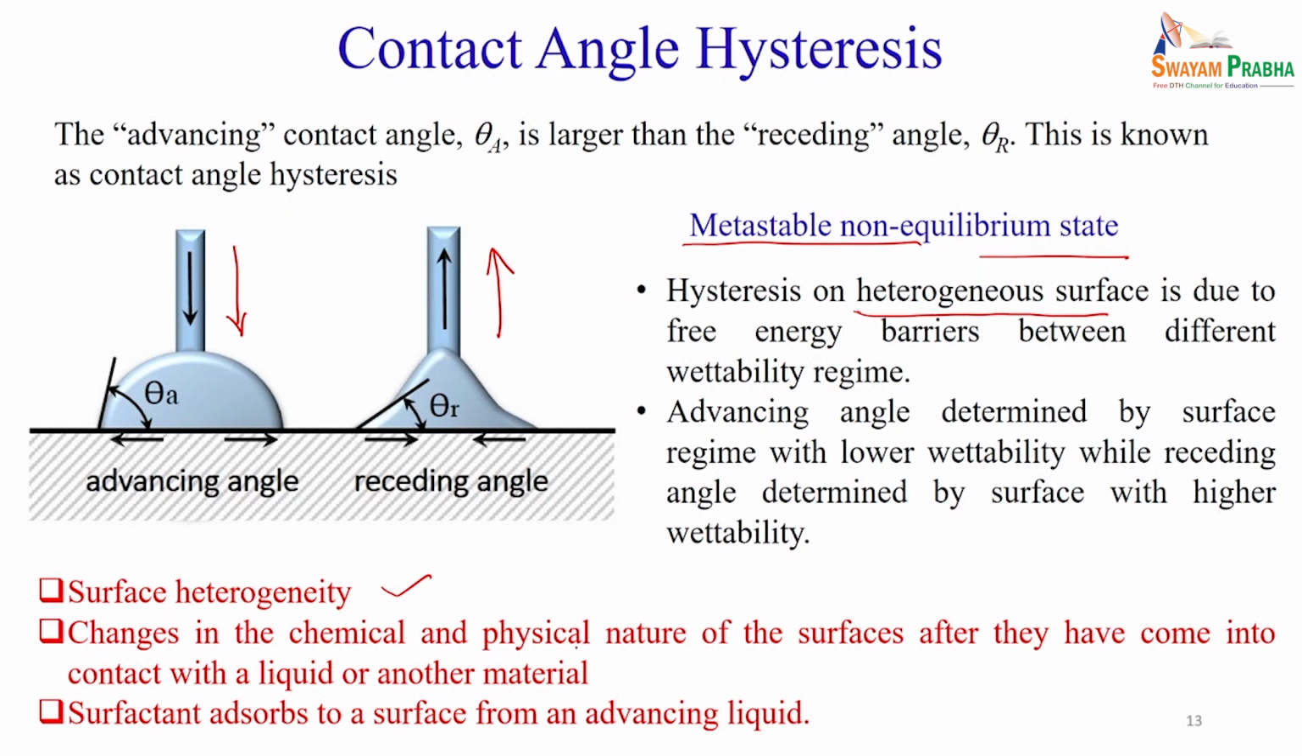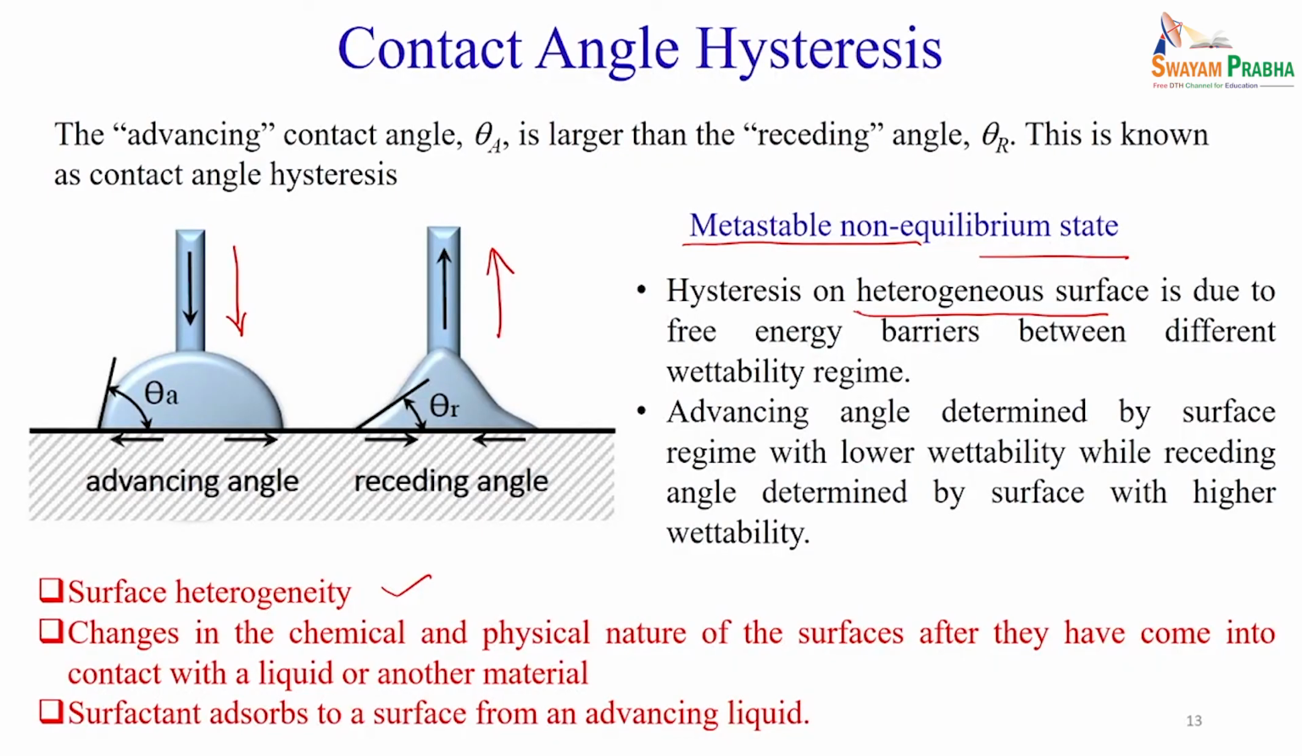It may be a change in the chemical or physical nature of the surface after it came into contact with the liquid or another material, or the other option may be that some adsorption is taking place. Once you put the liquid drop, some adsorption takes place on the surface. If adsorption is taking place, the surface energy of the surface is changing. If you change the surface energy of a surface, its wettability is going to completely change. So these are a few aspects.